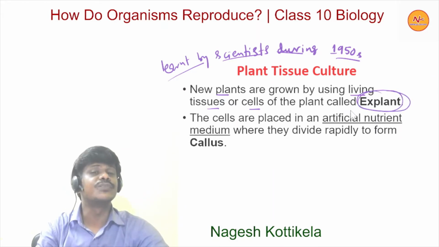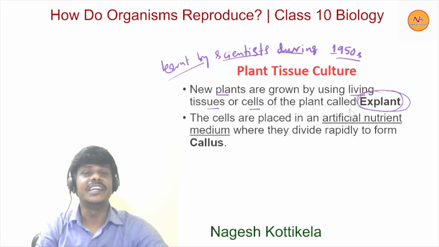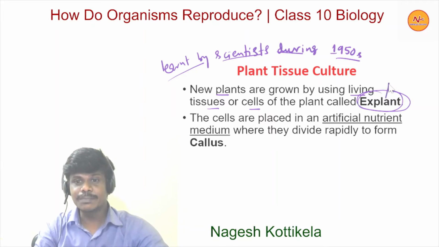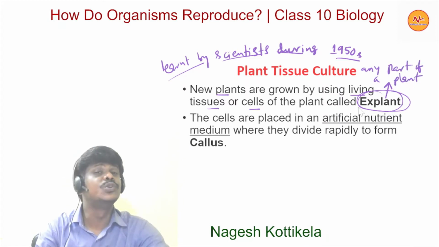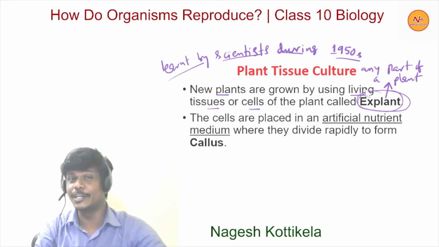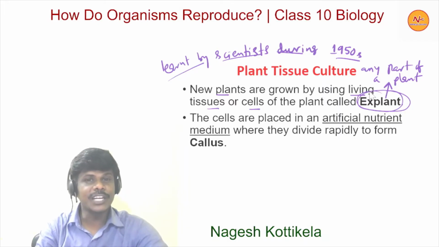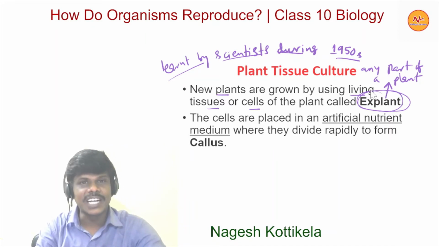So this is one of the very important words in tissue culture. Explant could be any part of a plant which is used for culturing. I repeat this once again. Explant could be any part of the plant which is used for culturing.